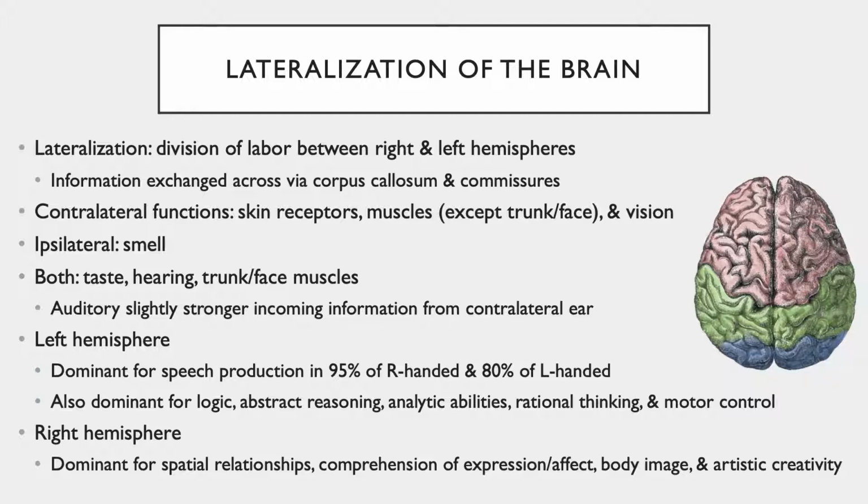Why would the auditory system use both sides? The answer to that is for localization of sound. It's important that both ears are receiving information and then transmitting that information across the lobes. The auditory system is slightly stronger for incoming information in the contralateral ear.